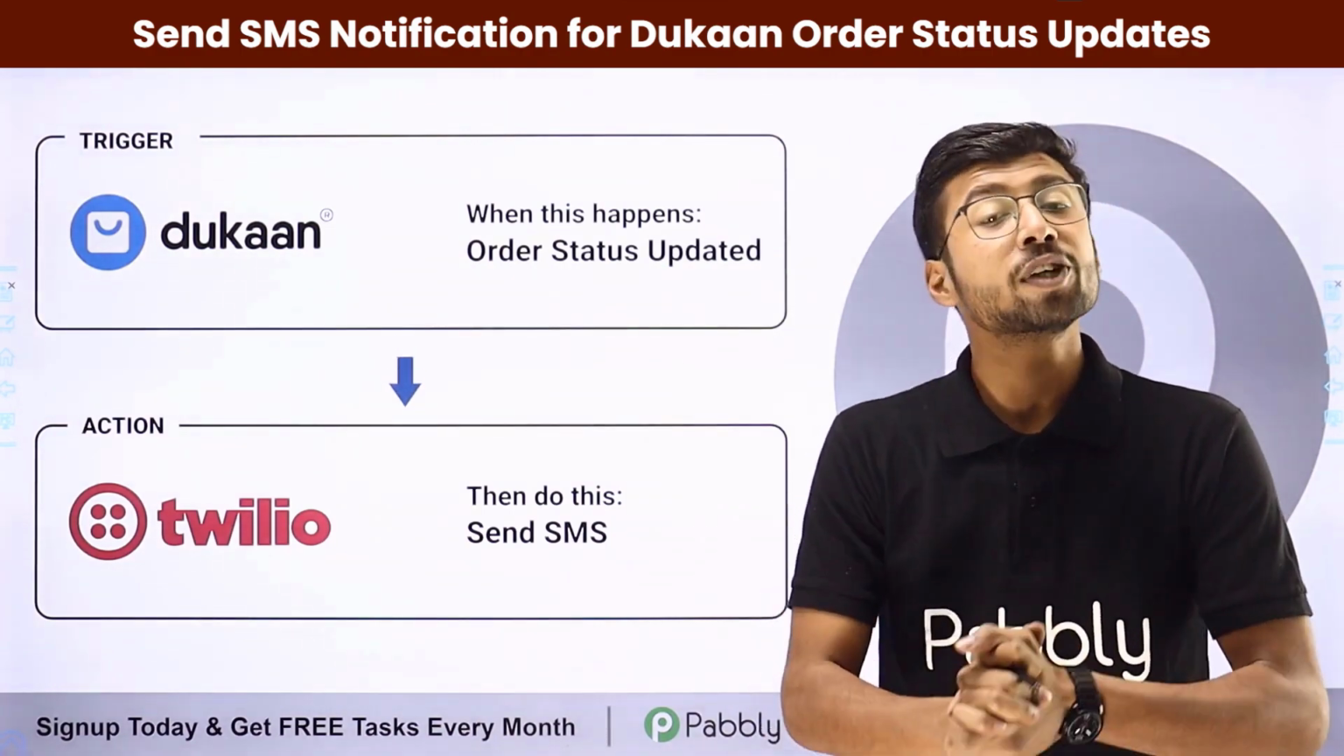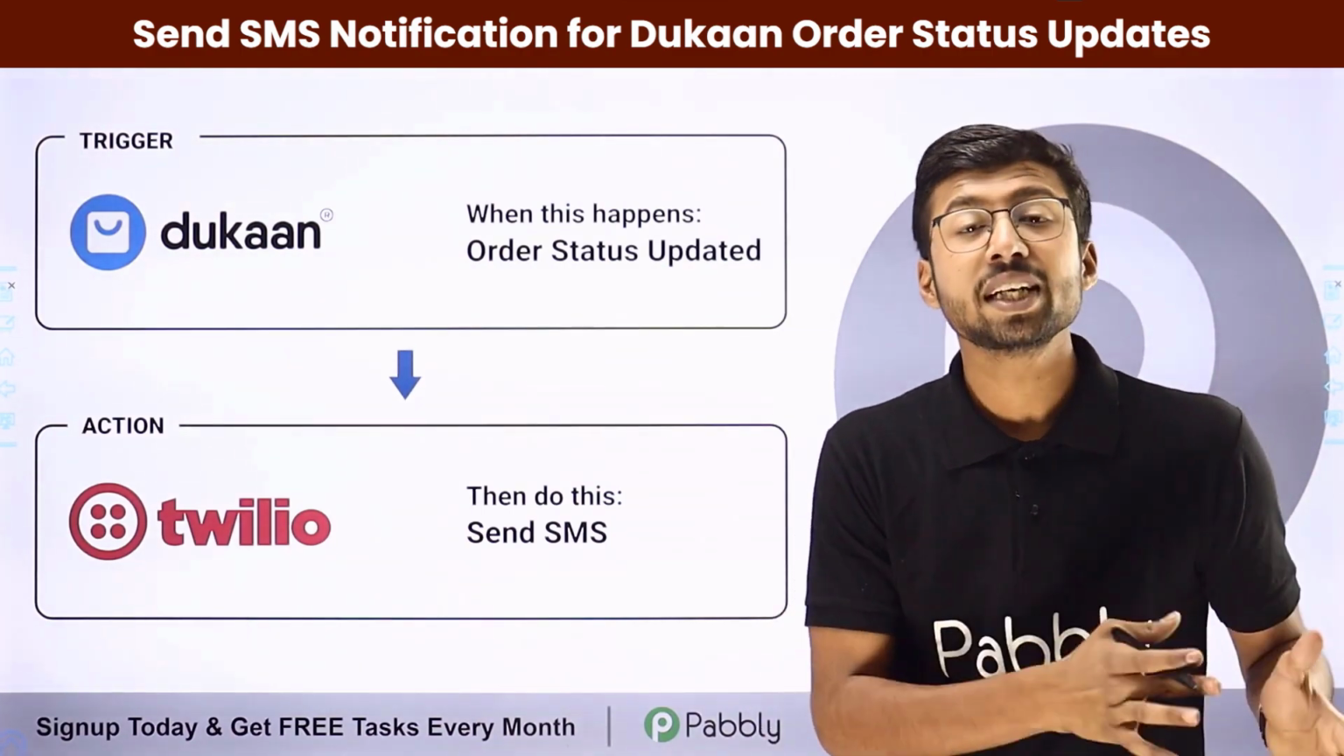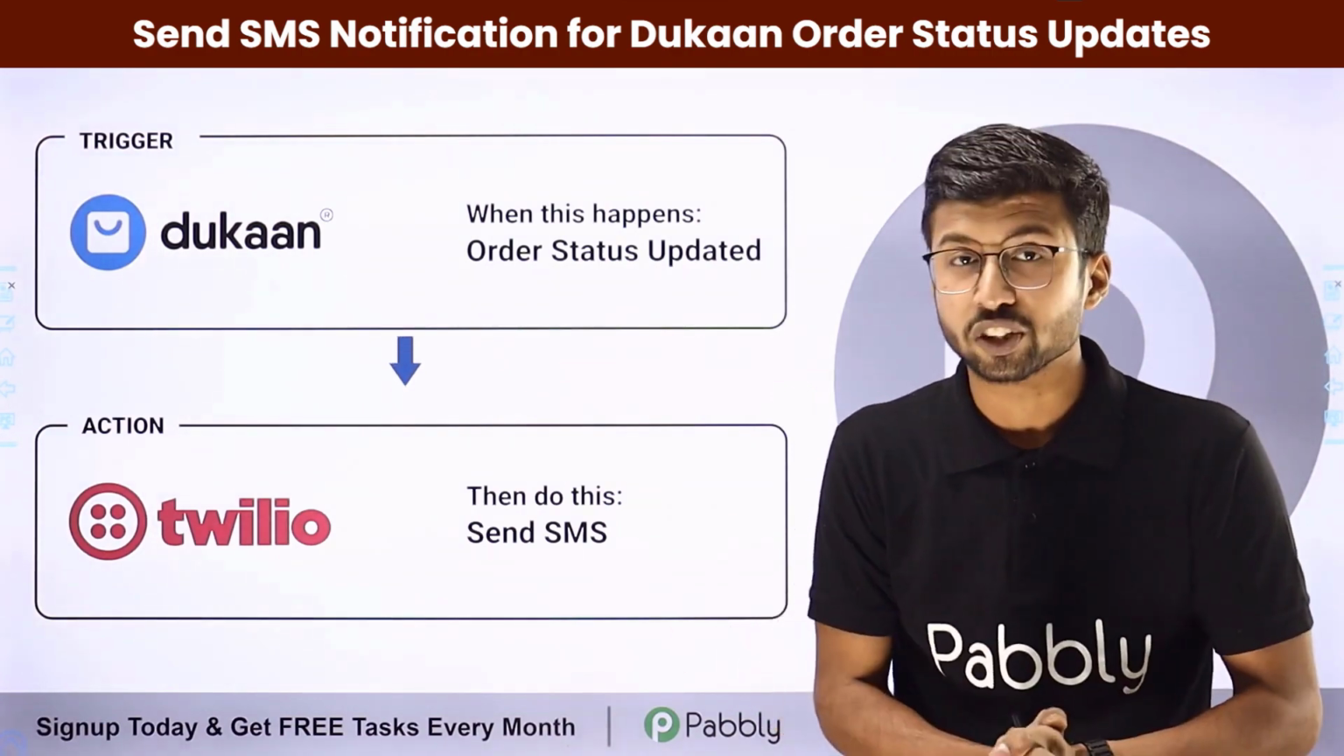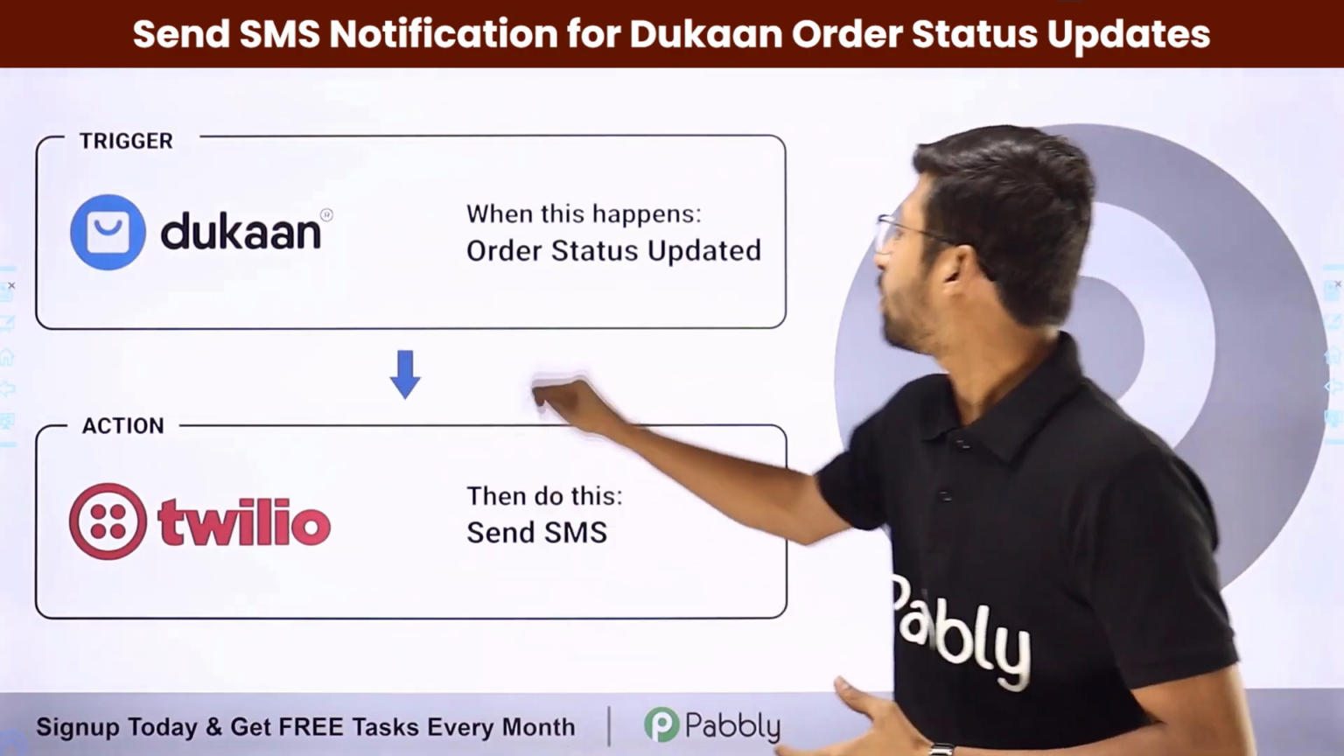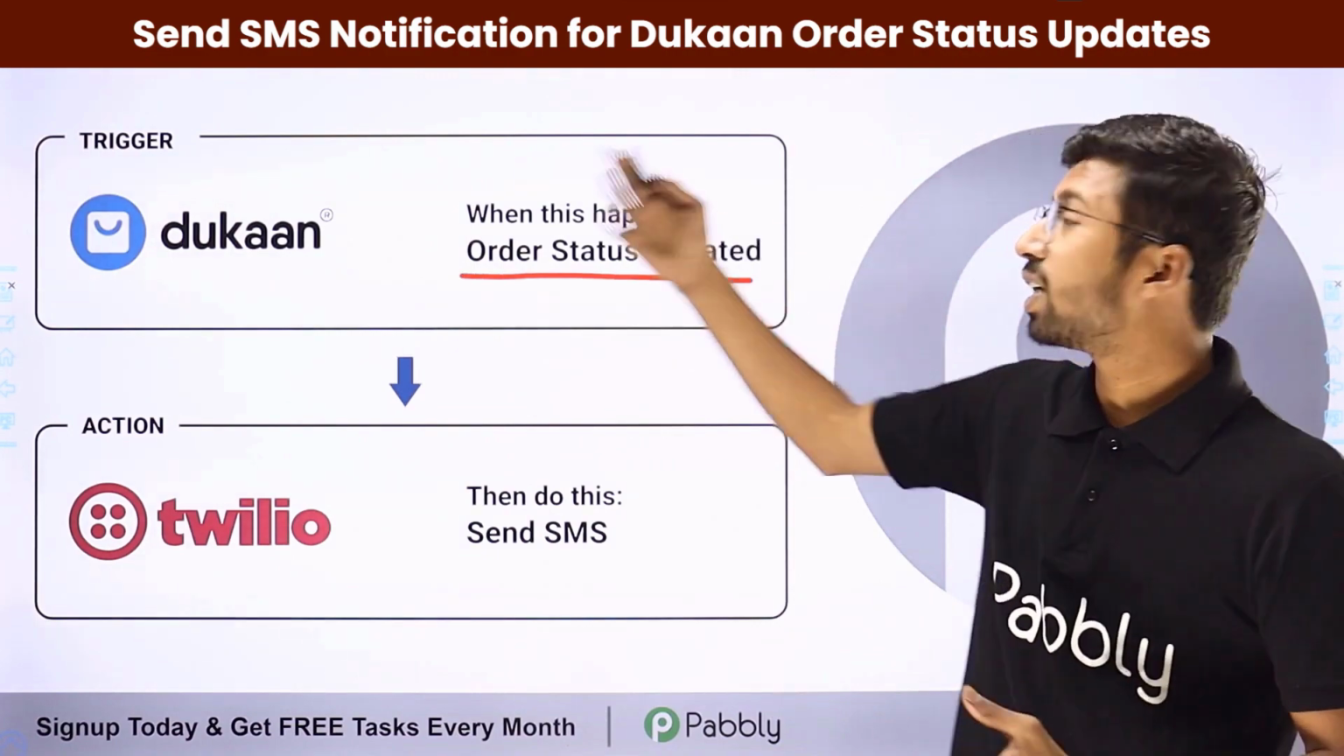Now guys, let me tell you, you can completely automate this process of sending the order updates as a SMS notification. So in this automation, the trigger will be getting a new order status updated in our Dukaan store.